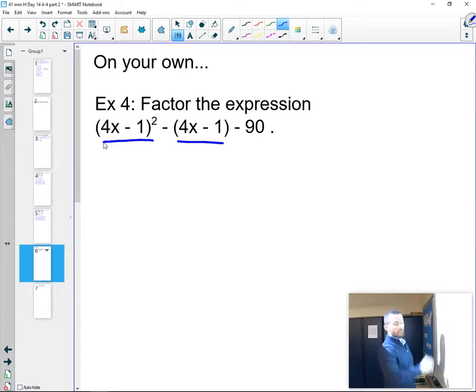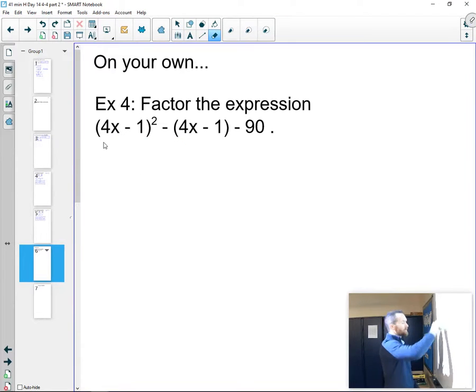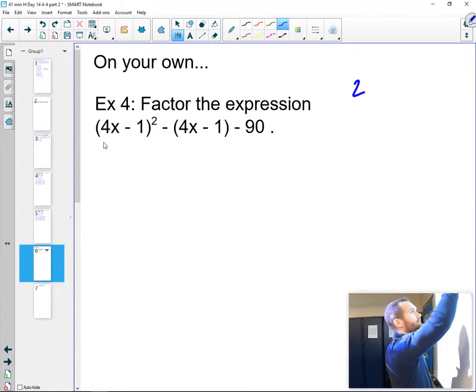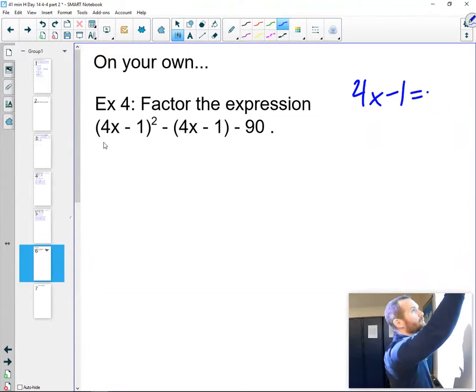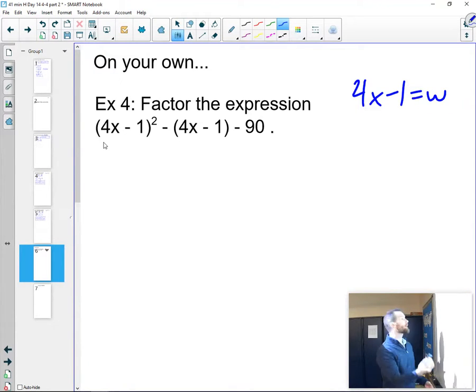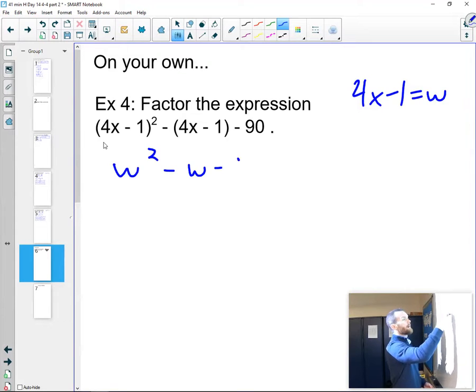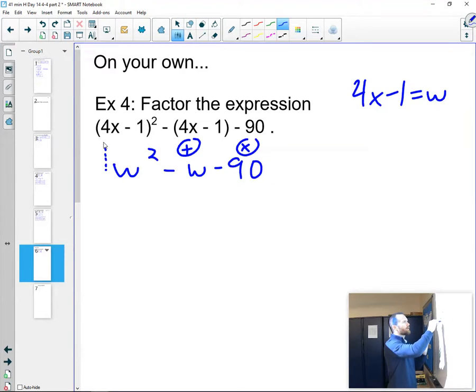Right away, we see the 4x minus 1s, so we can substitute. I'm going to use a w this time. So 4x minus 1, I'm going to let that equal the variable w. Then I can rewrite this expression as the trinomial w squared minus w minus 90. Now we're looking for two numbers that multiply to give us negative 90 and combine to give us negative 1. Since the leading coefficient is 1, this is just simple trinomial factoring.